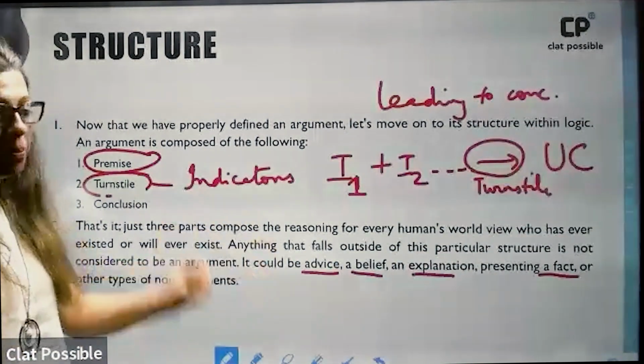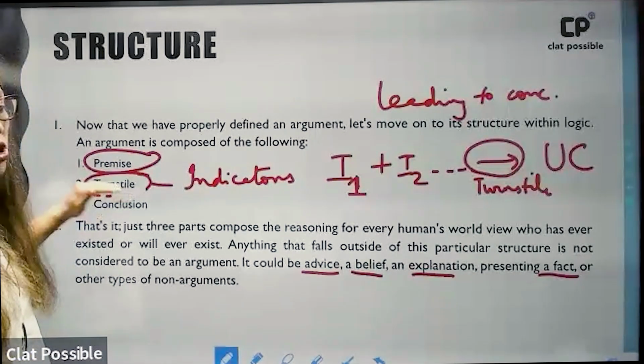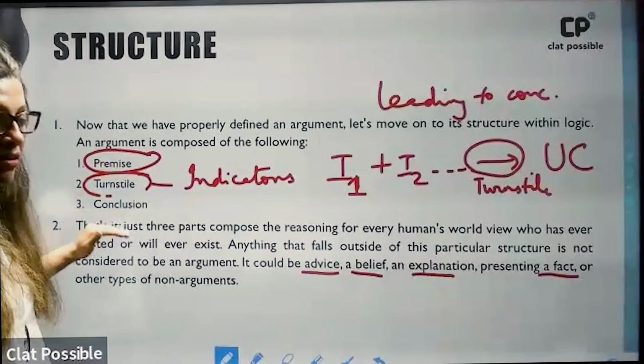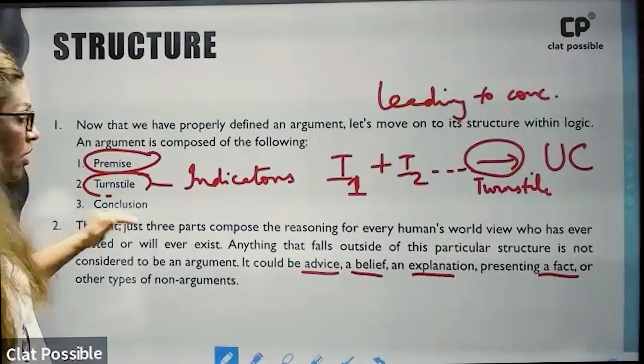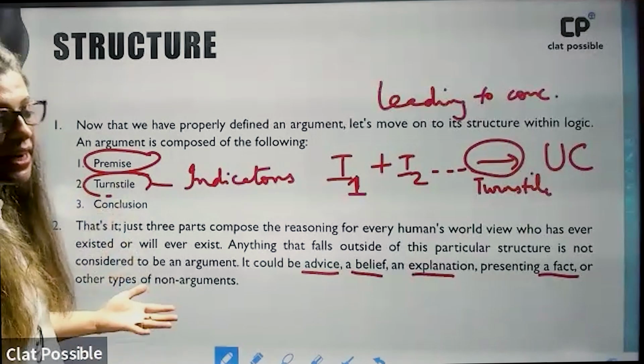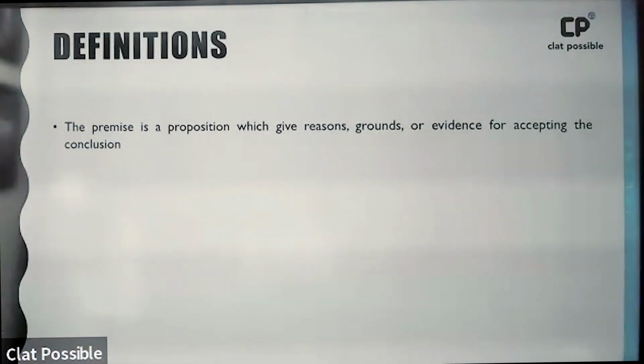The two parts are important, and in between, the switch, when the idea stops being premise and then you lead to the last idea, which is the conclusion, is the turnstile. Turnstile is nothing but the indicators that we read. So I'm going to show you how it is. So what is the premise? It is a proposition which gives the reasons and the grounds for accepting the conclusion. We all know that, right?